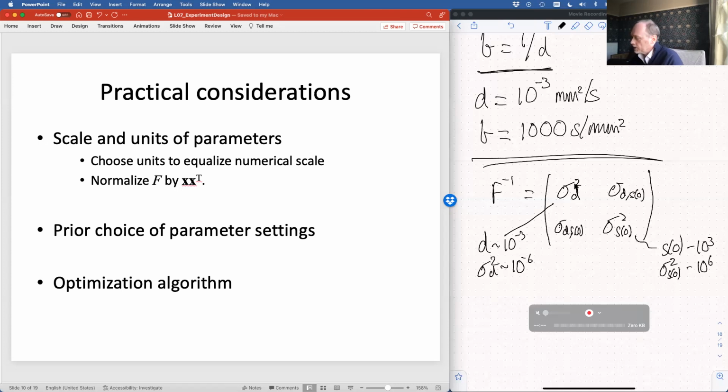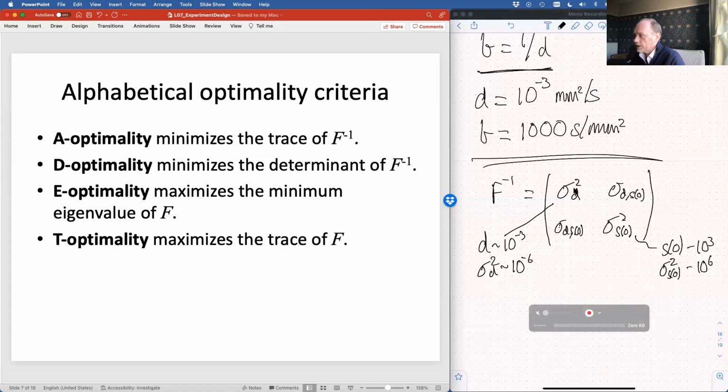If we look back at our optimality criterion here, let's say we minimize the trace of F minus 1. That would mean minimizing the sum of these two values. That objective function is going to be entirely dominated by this one, which is 12 orders of magnitude bigger than the other. It's not going to care about small variations in this. It's going to focus entirely on minimizing the variance of S0, which is actually not the interesting parameter at all. The one we're interested in is D. So you have to be careful to avoid that kind of problem, and choose units of these two things so that the variances come out at around the same scale.